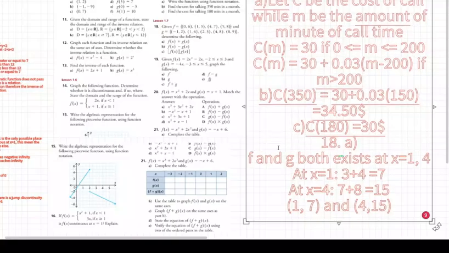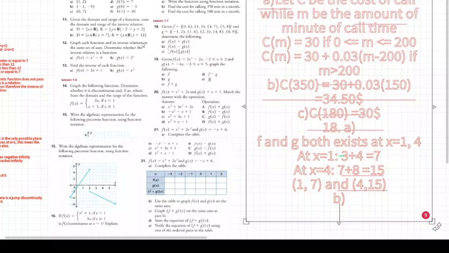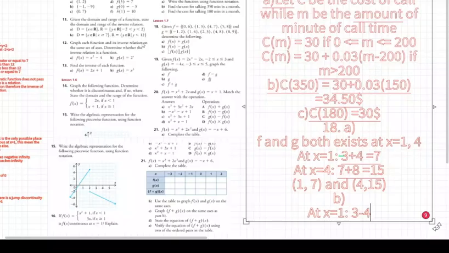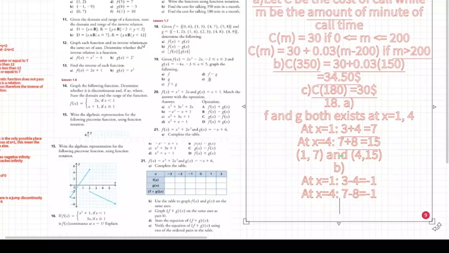Now, since we found out where f and g both exist, we can just use the same thing for B because we're subtracting them now. So at x equal to 1, we'll have 3 minus 4, so negative 1. And then at x equal to 4, we'll have 7 minus 8, which is also equal to negative 1. So we will have 1, negative 1, and 4, negative 1.